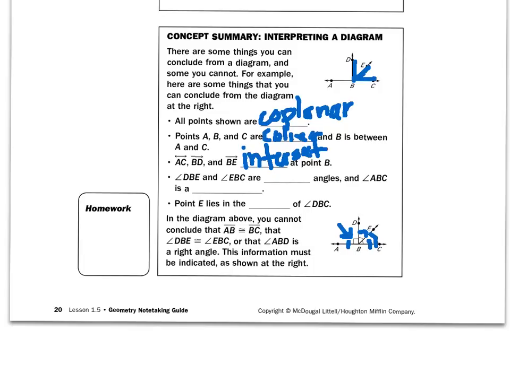We can assume that DBE and EBC, they're adjacent. So if they're bumped up next to each other, they are adjacent. And angle ABC is a straight angle. And point E lies in the interior of DBC.